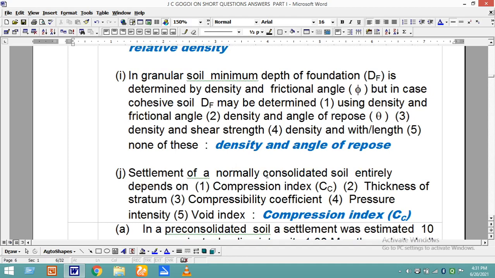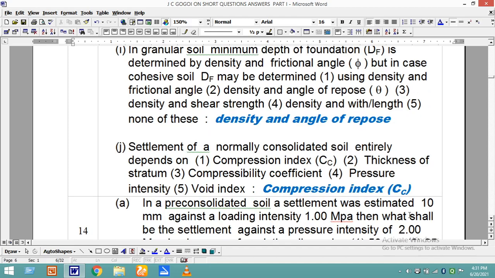Settlement of a normally consolidated soil is entirely dependent on compression index Cc, thickness of stratum, compressibility coefficient, pressure intensity, void index. All components are required, but it is primarily dependent on compression index Cc. The more the compression index, the more the settlement.